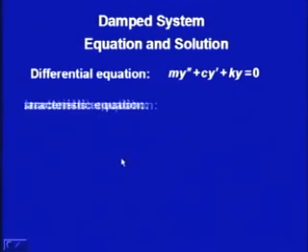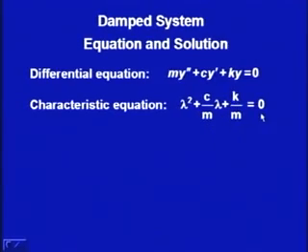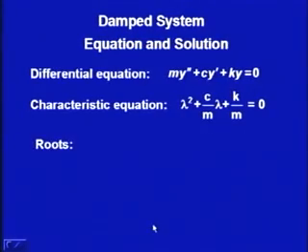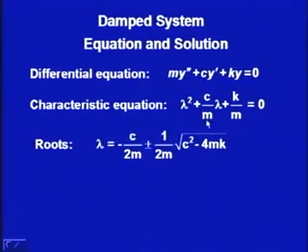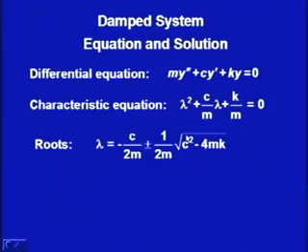This equation will have the characteristic equation lambda square plus c by m lambda plus k by m is equal to 0. Since this is a quadratic equation, it will have two roots, lambda 1 and lambda 2, of the form minus c by 2m plus minus 1 by 2m square root of c square minus 4mk. That is, one root is minus c by 2m plus 1 upon 2m square root of c square minus 4mk, and another root is minus c by 2m minus 1 by 2m square root of c square minus 4mk.